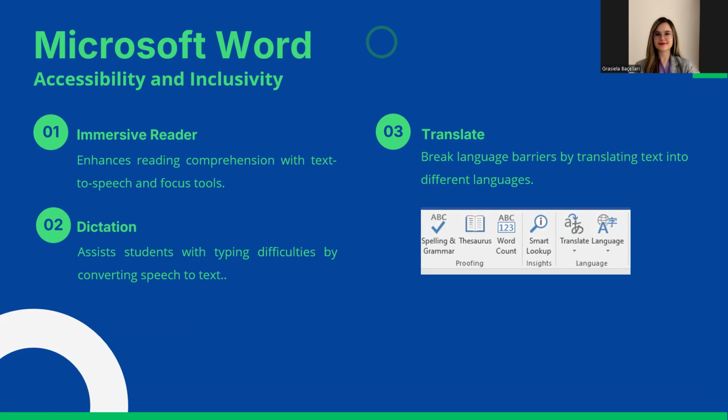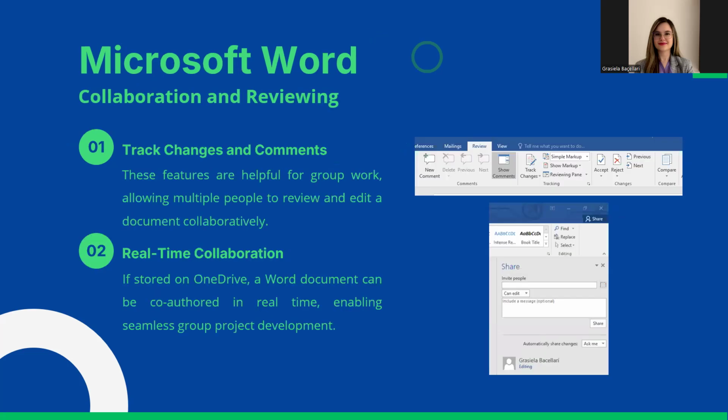Another very important feature is about accessibility and inclusivity. Immersive Reader, which we mentioned a little bit at the beginning, enhances reading comprehension with text-to-speech and focus tools. Dictation assists students with typing difficulties by converting speech to text, and Translate breaks language barriers by translating text into different languages.